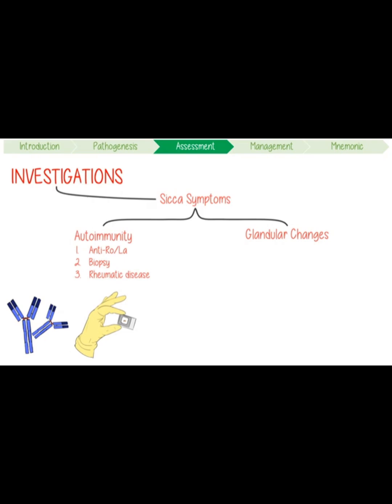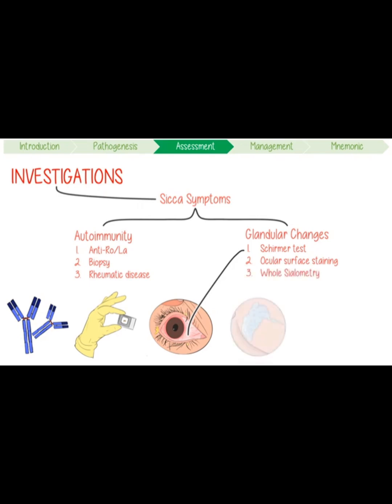Glandular changes. Firstly, the Schirmer test, which measures tear production by placing a strip of paper over the lower eyelid and quantifying how wet it becomes. Secondly, ocular surface staining can be done to empirically measure eye damage caused by dryness. Thirdly, whole sialometry, which is the method to quantify salivary hypofunction. Finally, imaging like an MRI or an ultrasound.